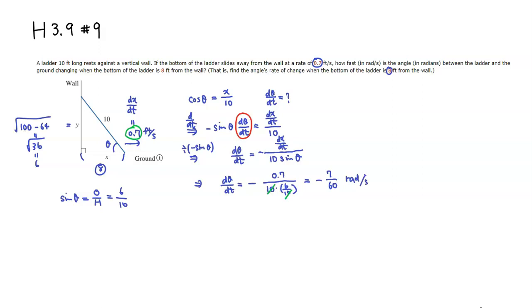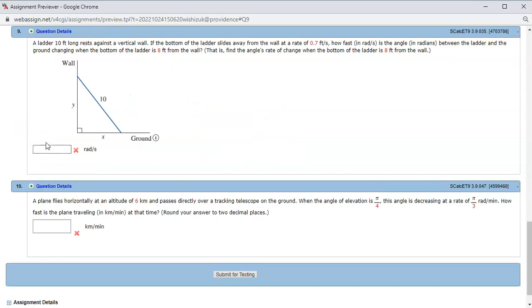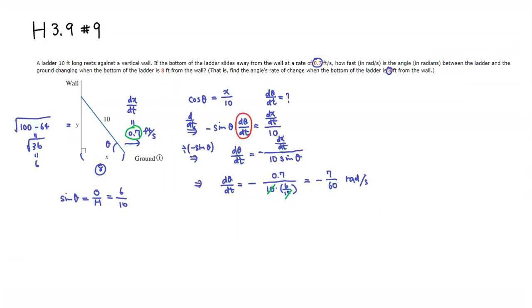So let's type it in. We have a negative 7 over 60. All right, let's check the answer. I came back and it looks like we got this one correctly. That's it. I hope that this was clear.